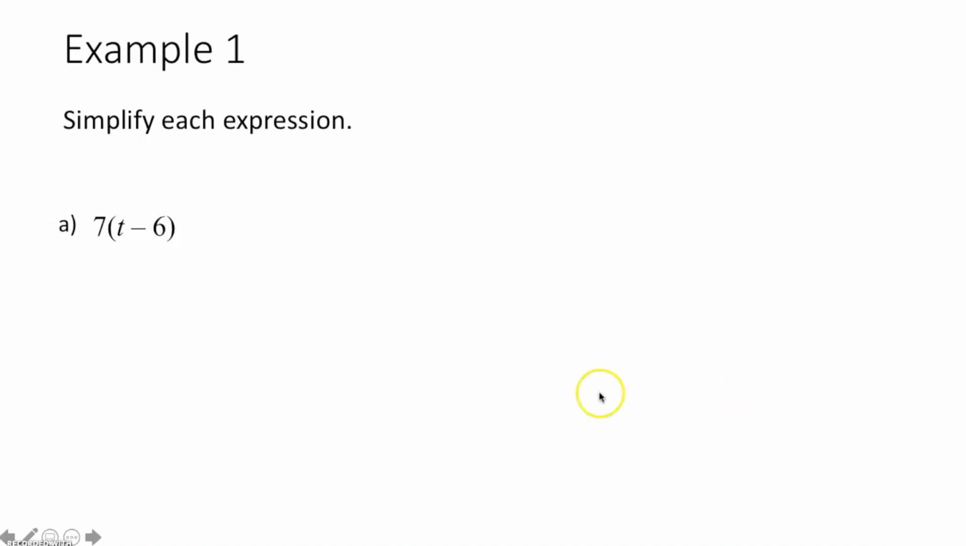Example time. Example one says simplify each expression. So here we're going to use the distributive property. We're going to take this 7 and we're going to multiply it to the t and to the 6. So what we do is we take 7 and multiply it to t and we get 7t. Then we take the 7, multiply it to, well, it's actually a negative 6. 7 times negative 6 is going to be negative 42. So we write minus 42 right here.